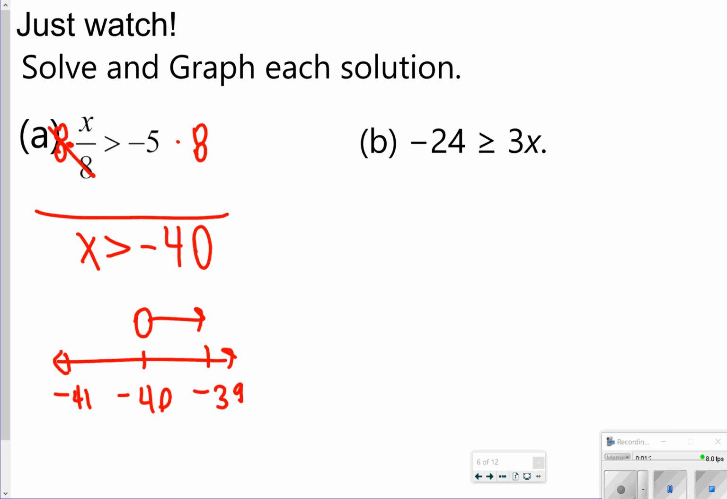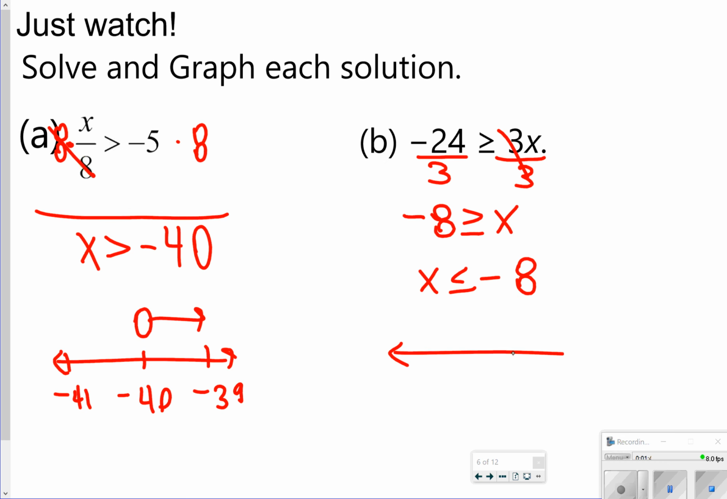Letter B, we're also dividing by a positive number this time. I get negative 8 is greater than or equal to x, and because I divided by a positive number, my inequality symbol doesn't change. I'm just going to rewrite it so that x is on the left side. So I'll have x is less than or equal to negative 8. So with that one, I'll have my graph a closed circle pointing to the left.